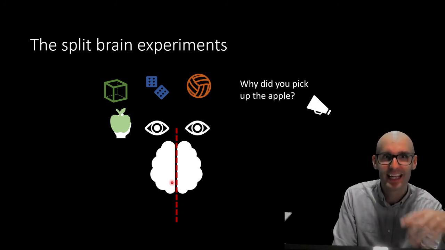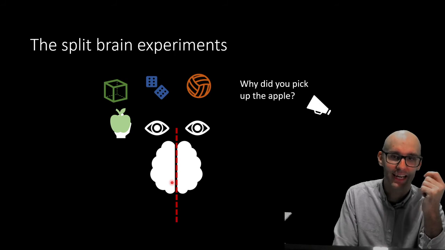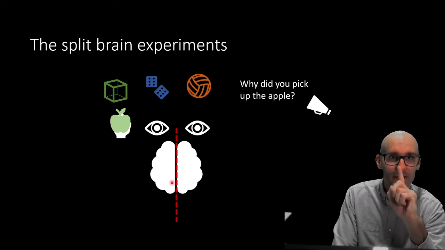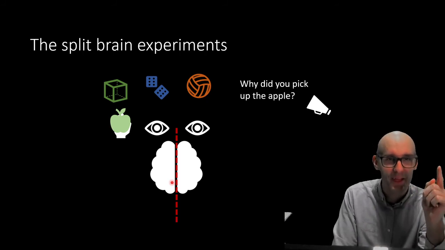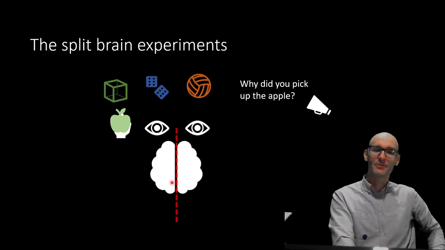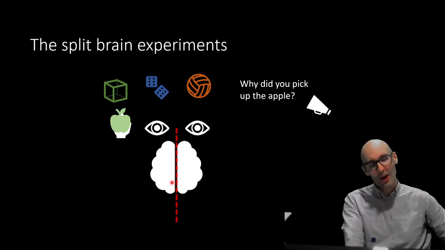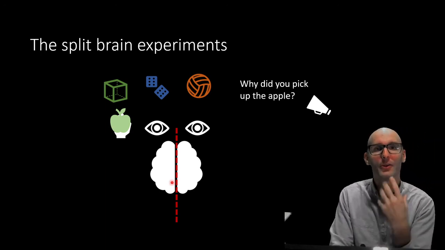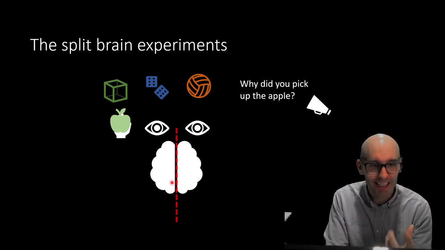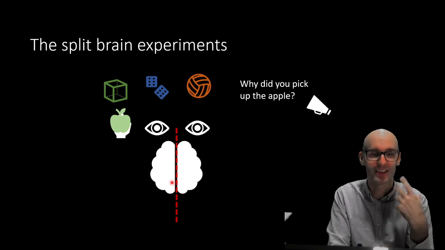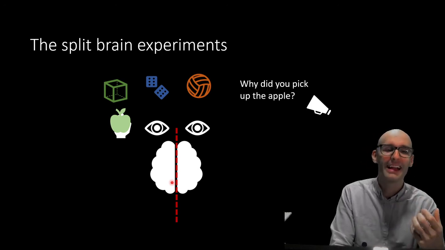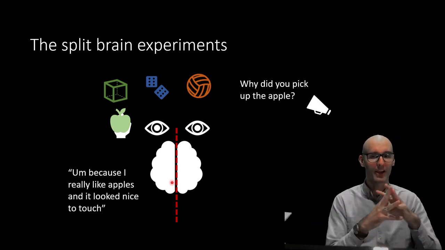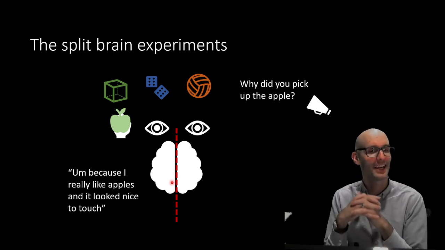Now what's interesting is, in most people, the language centers of the brain are located in the left hemisphere. Right? So the left hemisphere does the talking, but the left hemisphere doesn't know why they picked up the apple. So does the left hemisphere go, I don't know why I picked up the apple? No, the left hemisphere confabulates and it makes up a story, a narrative, in order for the person to have this sort of experience that they are a free thinking individual who lives their life as a conscious being. It makes up a story, because it's easier to believe that you're making free decisions. And this story might go, because I really like apples and it looked nice to touch, right?